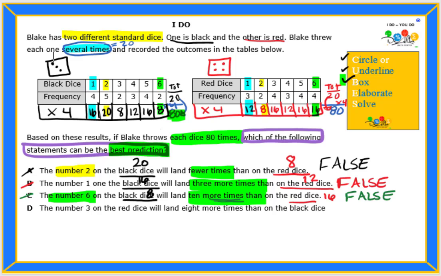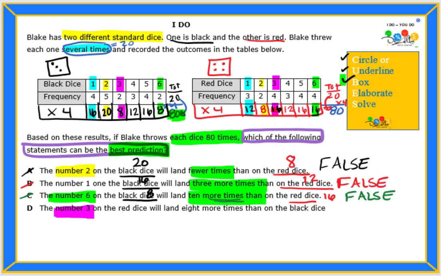Okay, so we have one more chance, and we're going to use the number 3 dice. So number 3 on each dice. So on the black dice, we got the number 3 8 times, and we spun it or rolled it 80 times. And we predicted that we would get 16 times for it to land on 3 on the red one. So let's write that down here.